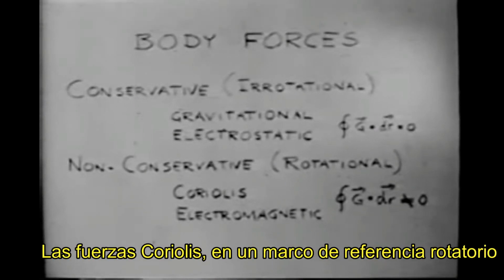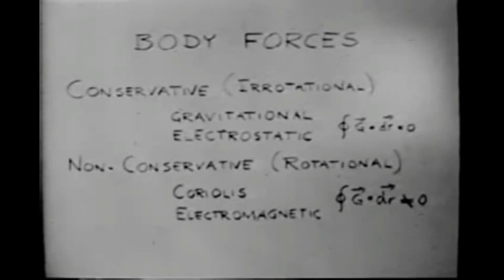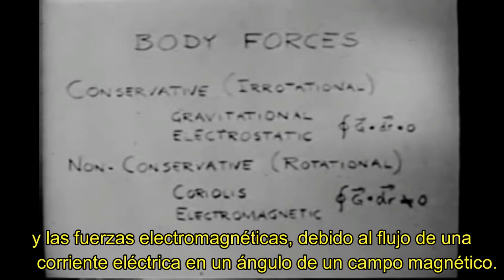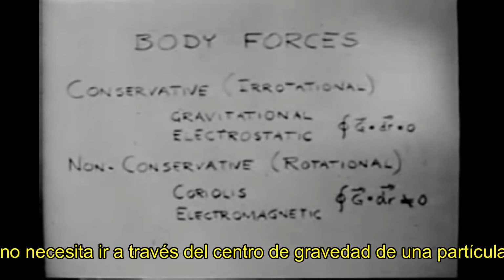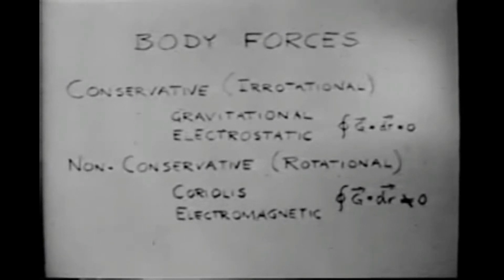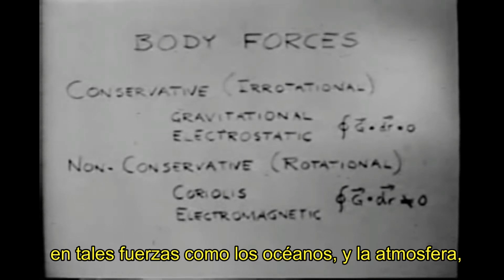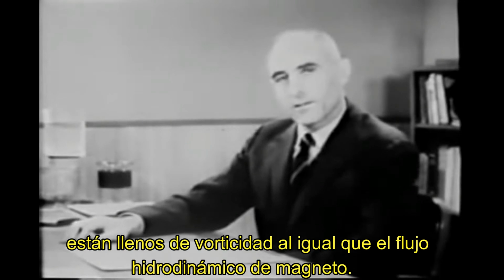There are two important rotational forces which change circulation and vorticity: Coriolis forces in a rotating reference frame, and electromagnetic forces due to the flow of an electric current at an angle to a magnetic field. In both these cases, the line of action of the body force need not go through the center of gravity of a particle. Because of such forces, the oceans and the atmosphere are full of vorticity, and so are magnetohydrodynamic flows.